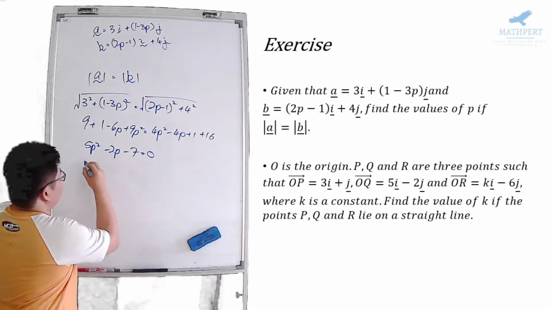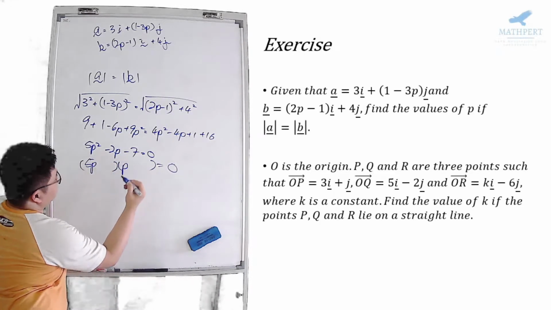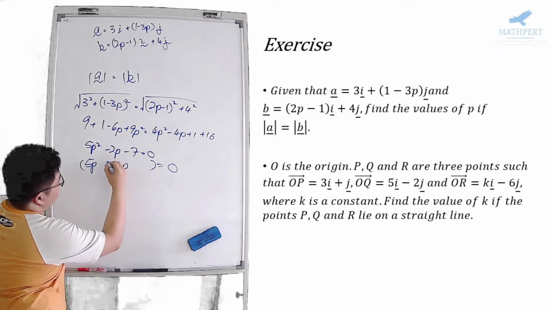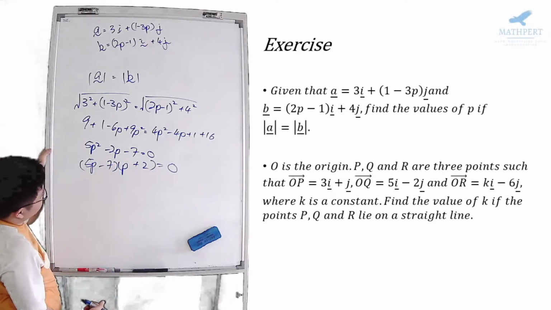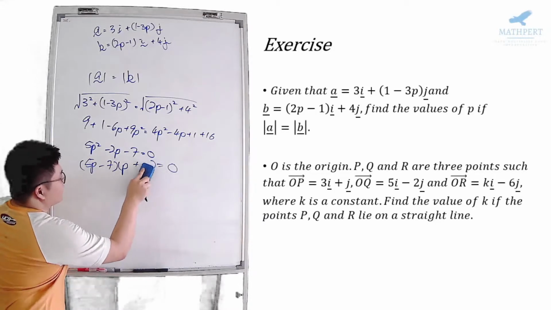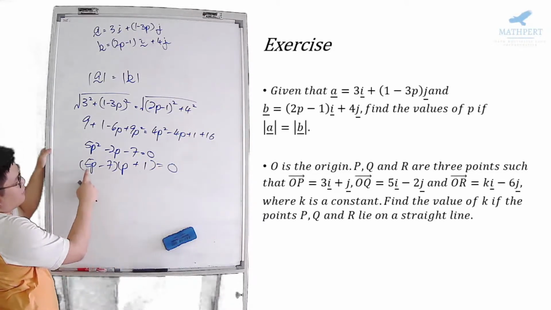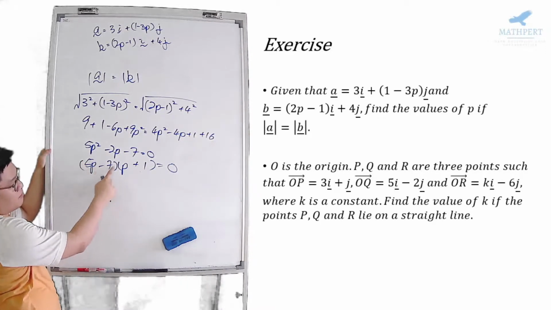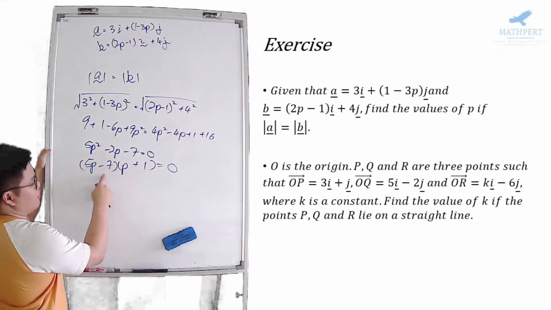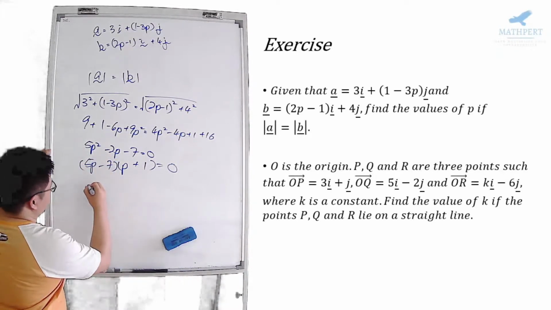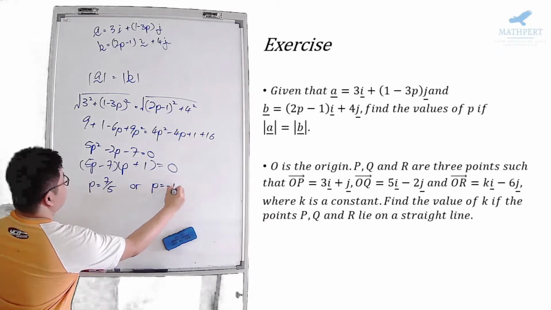Okay, so factorize it. 5p, p, this is 7, this is 2. So minus plus, isn't it? Okay, not 2, this is 1. Okay, 5p, p and get 5p squared. Minus 7 times 1, I get minus 7. Then this is 5p, this is negative 7p, I get negative 2p, correct? So p is equal to 7 over 5 or p is equal to negative 1.